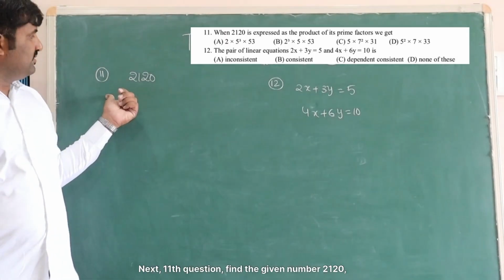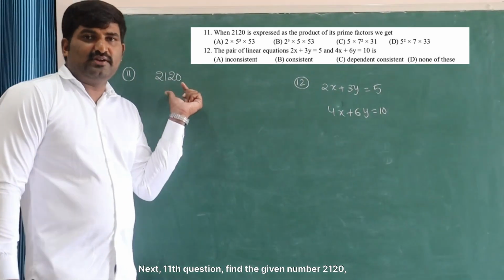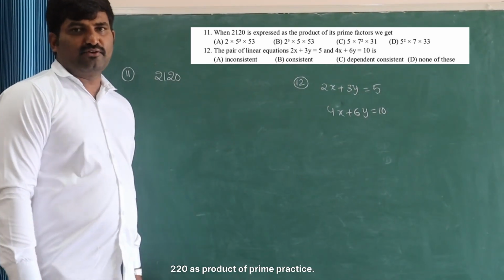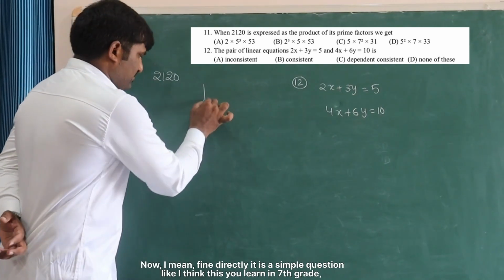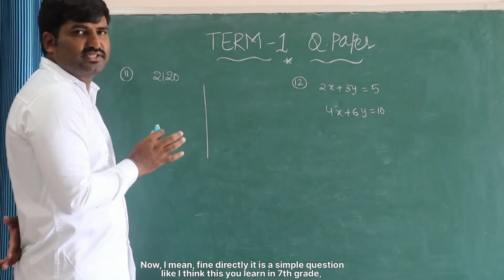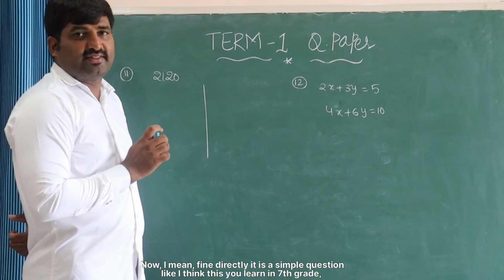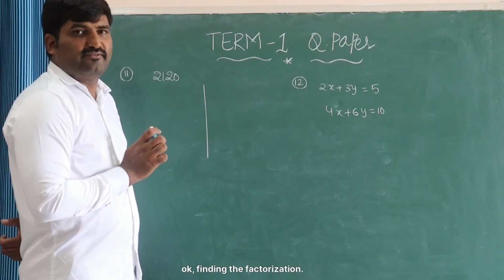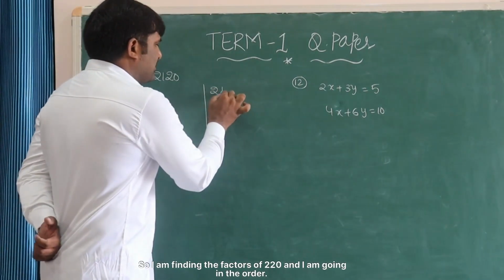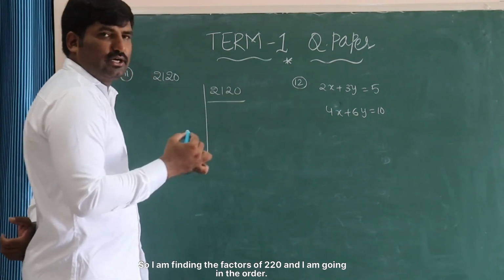Next, 11th question. Find the given number 2120 as product of prime factors. Now, I will find directly. It's a simple question, I think you learn this in 7th grade. Okay, finding the factorization. So, I am finding the factors of 2120 and I write in this order.